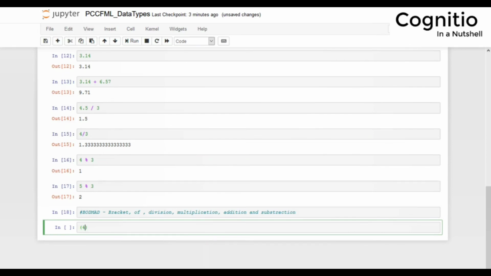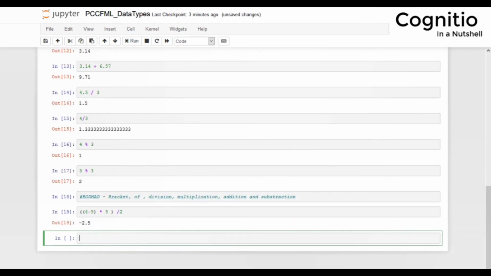So if I want 4 minus 5 into 5 and want to divide again by 2, the result would be this. Okay, so this was the data type number, and the next data type would be the string. We'll cover it later.